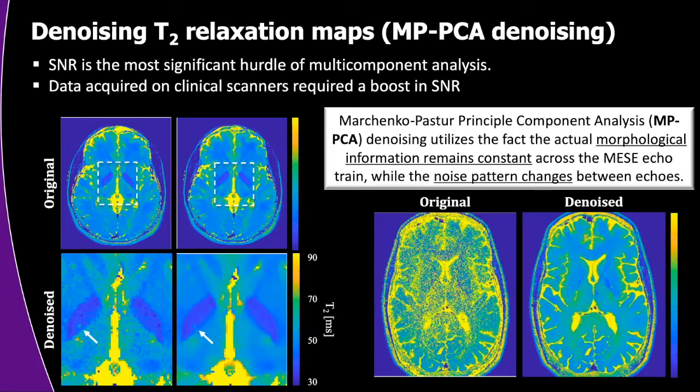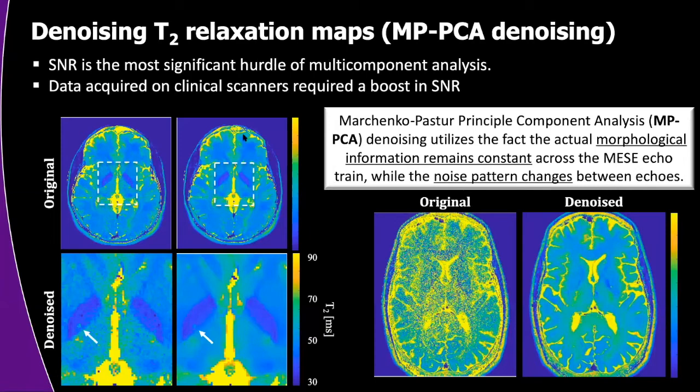The basic assumption is that the underlying information, the underlying anatomy, would not change, whereas the noise pattern would change between echoes. The anatomy would perhaps change its contrast, but not its features. And this is a very, very effective denoising algorithm.